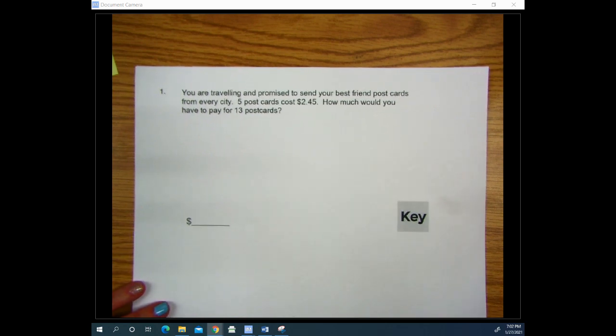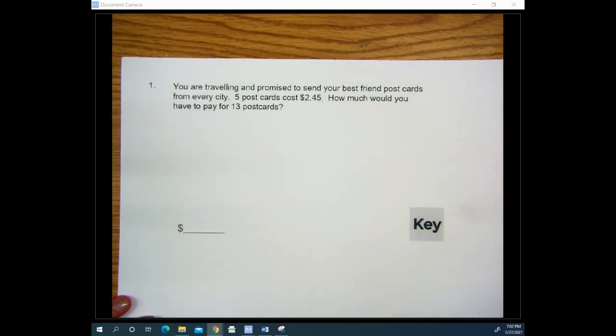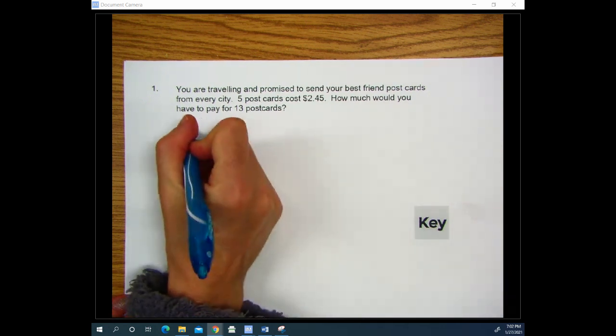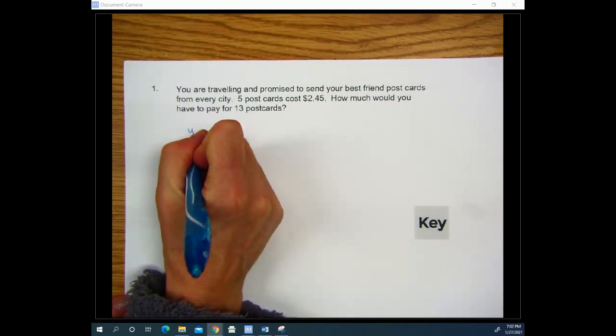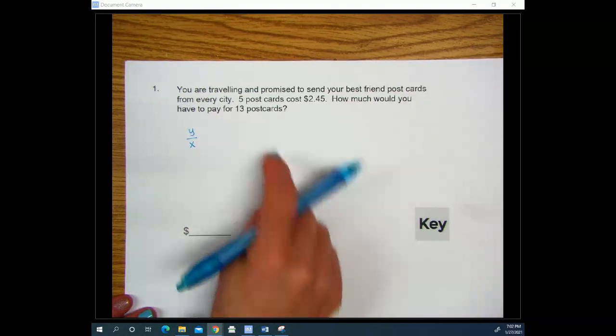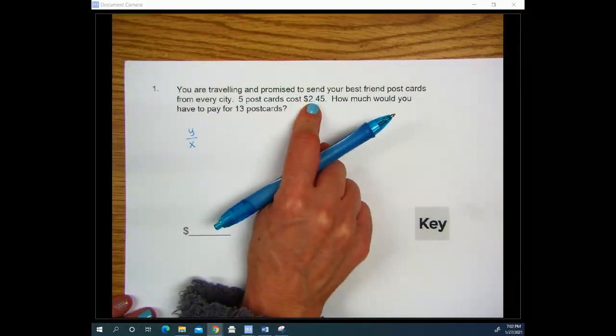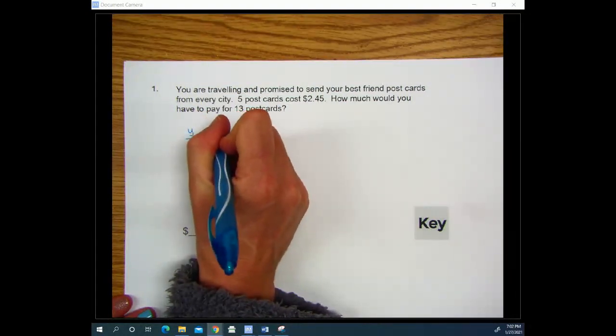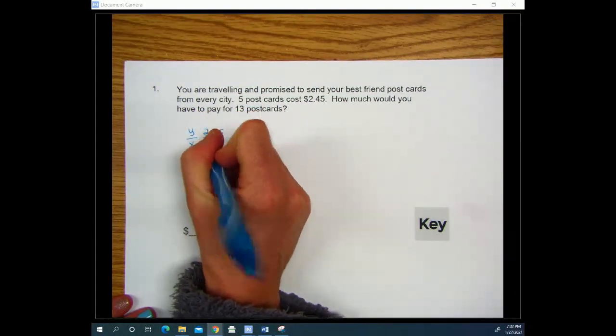All right, to write an equation for this problem, the first thing I'm going to do is find the unit rate, and I know we do that by finding y over x. And I know my unit rate is going to be $2.45 for 5 postcards. So $2.45 for 5 postcards.